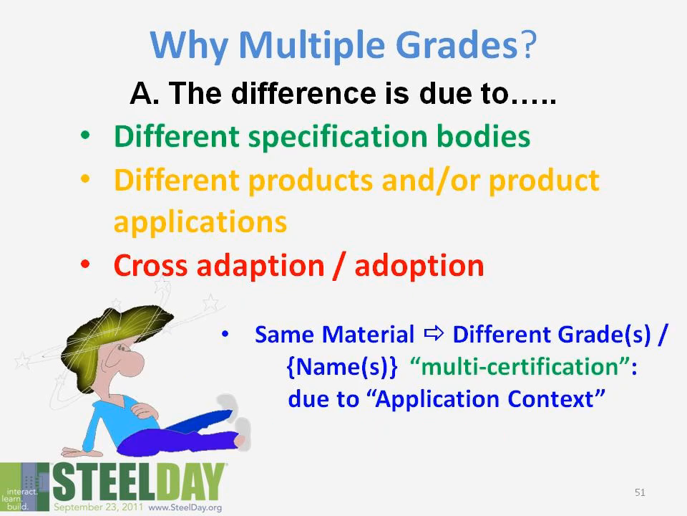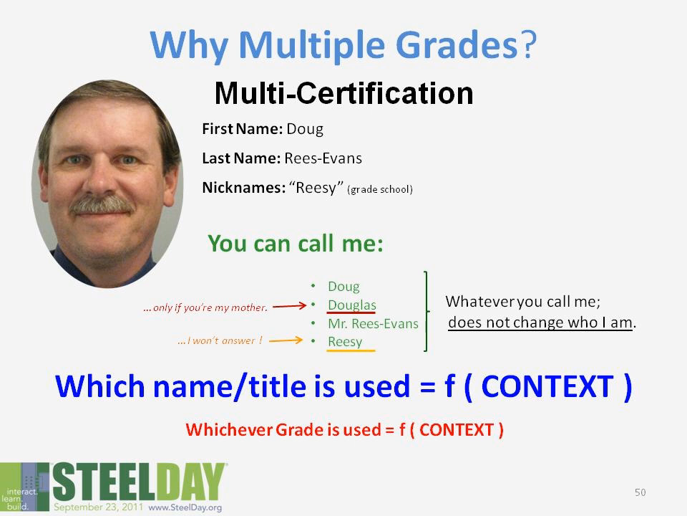So the answer to the question, why multiple grades, is different specification bodies, different products or product applications, cross-adaptation or adoption, same materials with different grade names, or multi-certification. And again, I know this is a little bit confusing to some people. Again, look at the context. What name you want to use is based upon the context.